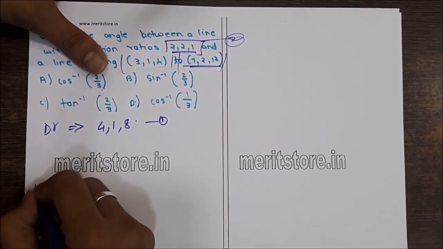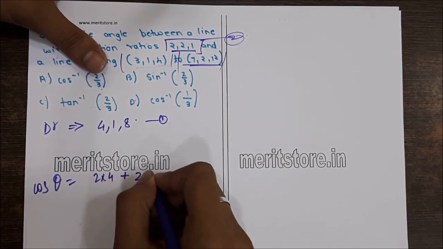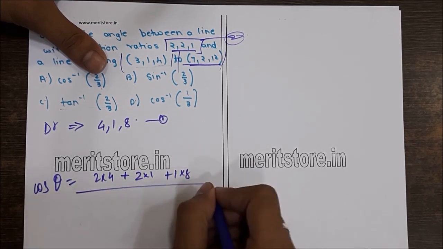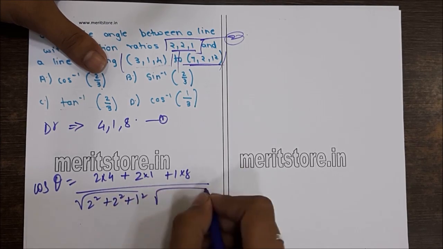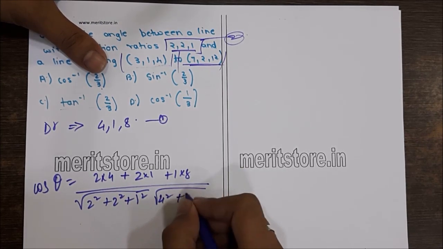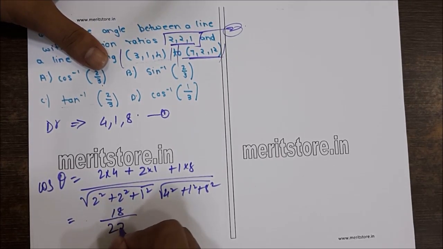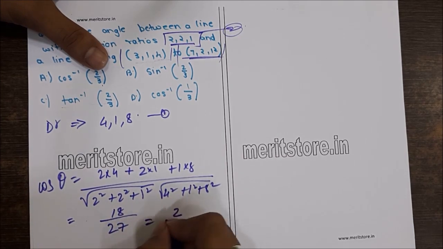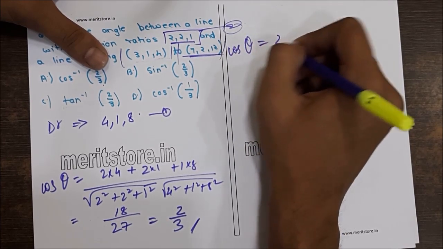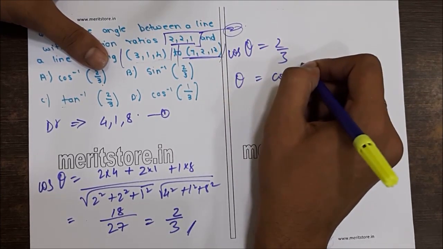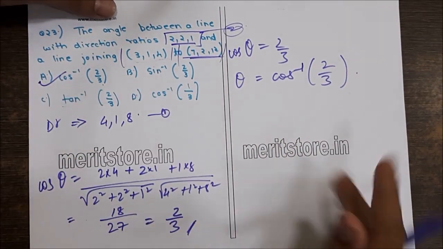So from the formula, cos theta is equal to (2 into 4 plus 2 into 1 plus 1 into 8) divided by (under root 2 square plus 2 square plus 1 square) into (under root 4 square plus 1 square plus 8 square), which is equal to 18 upon 27, which would be written as 2 by 3. So here we get cos theta is equal to 2 by 3. So theta would be cos inverse of 2 by 3. So our correct answer is option A.